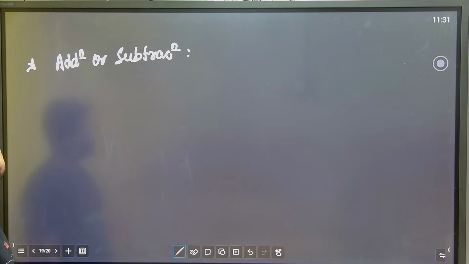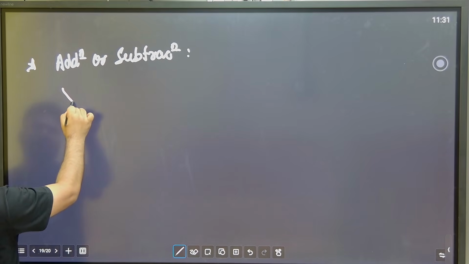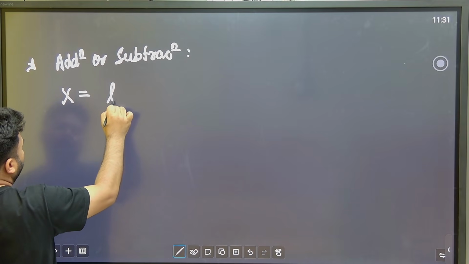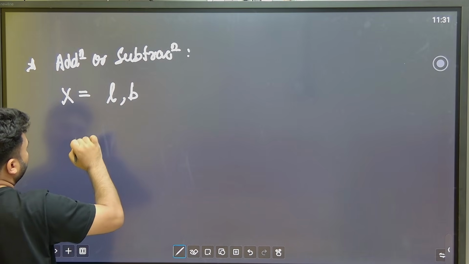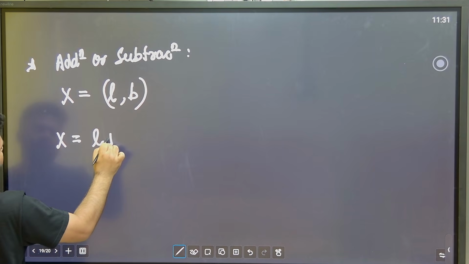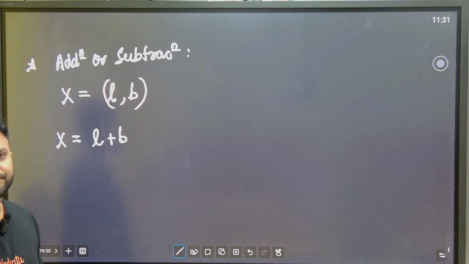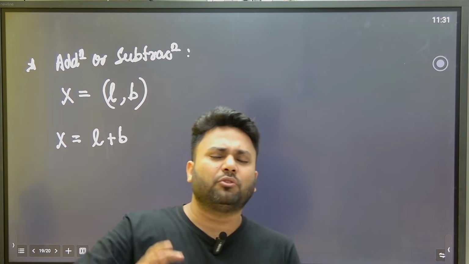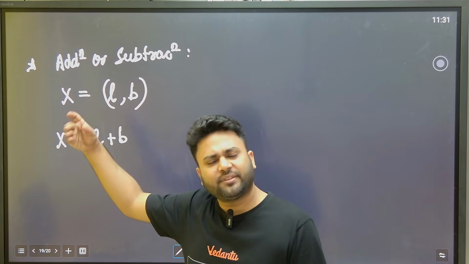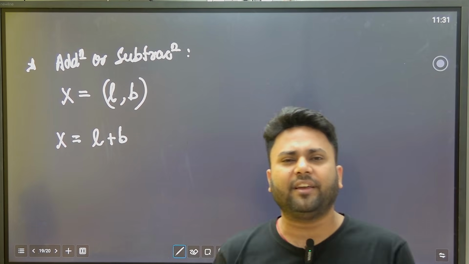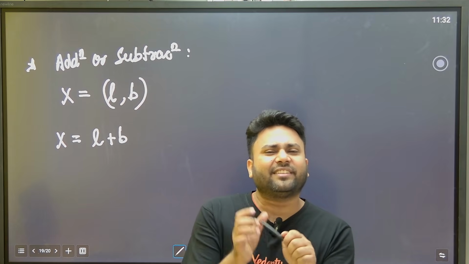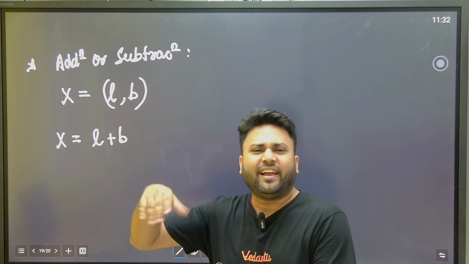Now what is the rule? Suppose there is any quantity x which depends upon L and B, and the formula of x is L plus B. We don't have to focus on which quantity it is, just remember that its formula is L plus B. Now when we are doing the experiment, we can't say the exact length. Similarly, we can't say the exact breadth.